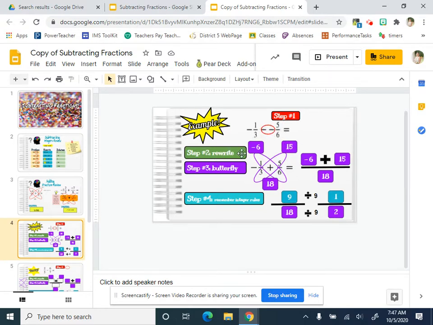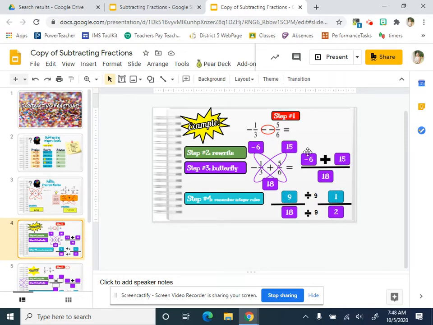Step 2 is going to be to rewrite the problem. So I got negative 1/3 plus double negative makes a positive 5/6. Then I use the butterfly. 1 times 6 gives me 6, and there's a negative on the side. 3 times 5 gives me 15. 3 times 6 gives me 18. Over here, I got negative 6 plus 15 over 18.